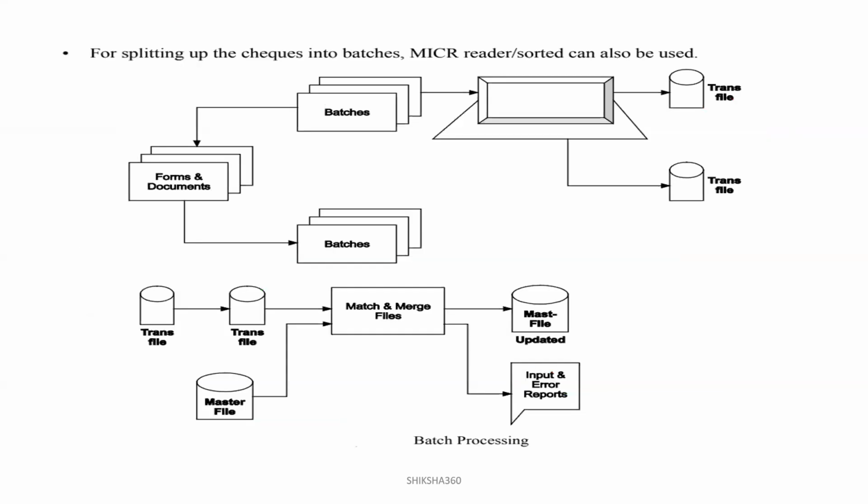Now move to the next point. This is the system for splitting the checks into batches. A micro reader or sorted code can also be used here. You can go through this: this is the master file and the transaction file. Match and merge the files here. If everything is perfect, the master file is updated, and if there are errors, they go to the error output. So this is the way under batch processing.